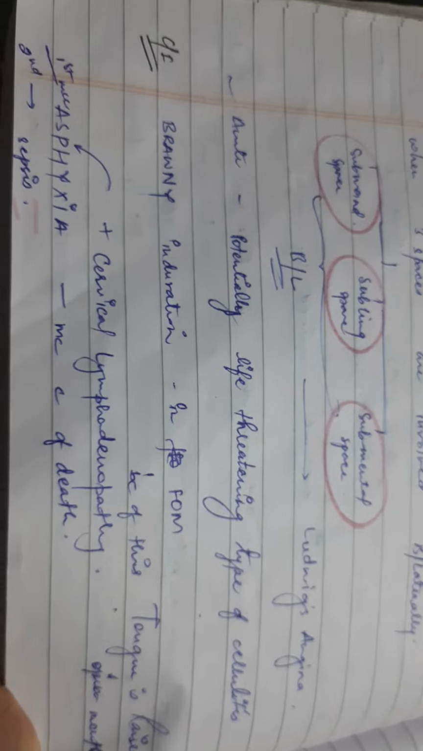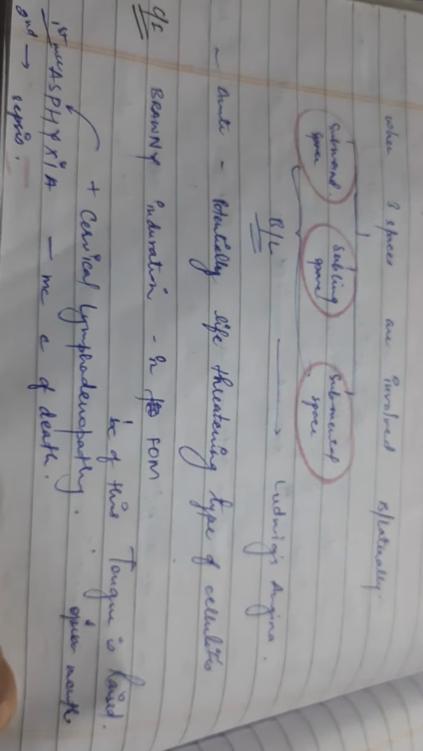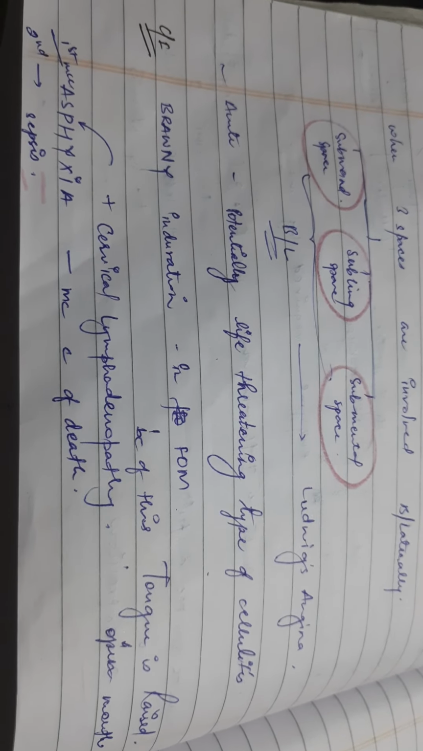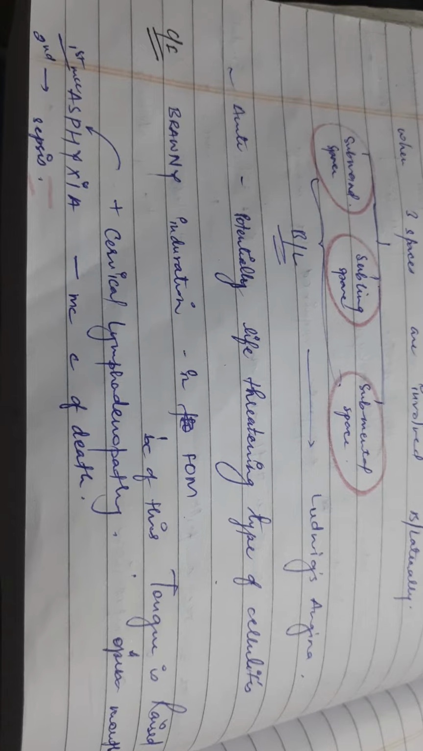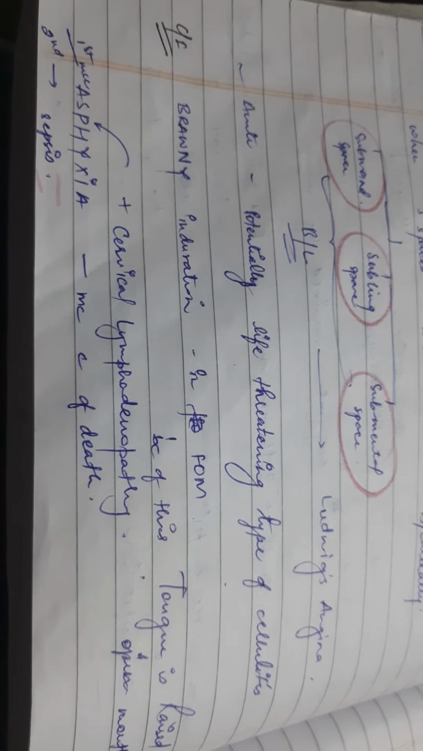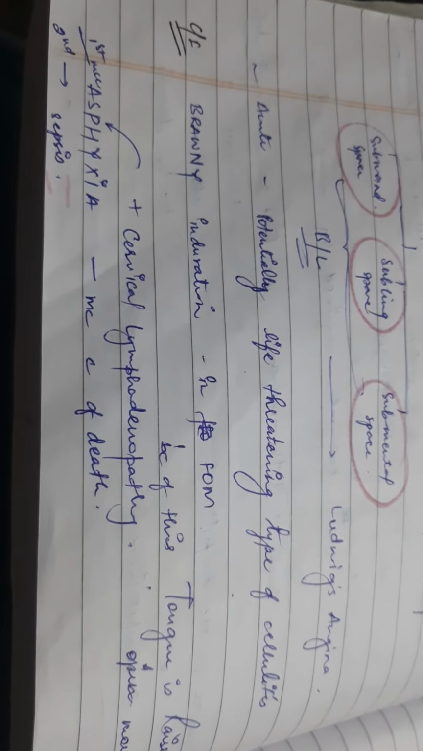Clinical features are brawny induration, which means very hard, in the floor of the mouth. Because of this induration and swelling, the tongue is raised. Cervical lymphadenopathy is also present. The causes of death are asphyxia, the most common, and then sepsis.